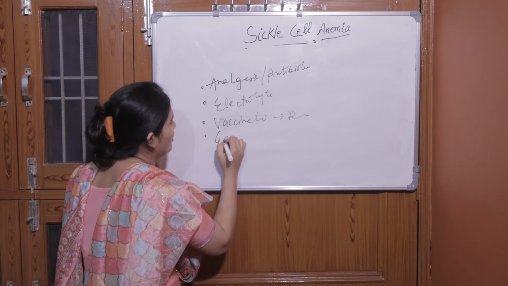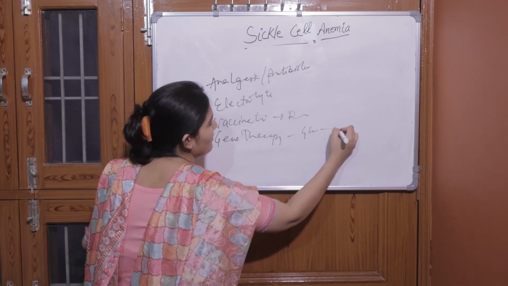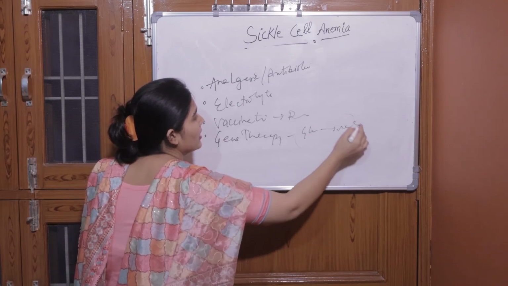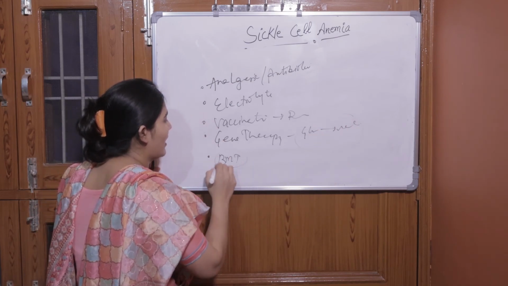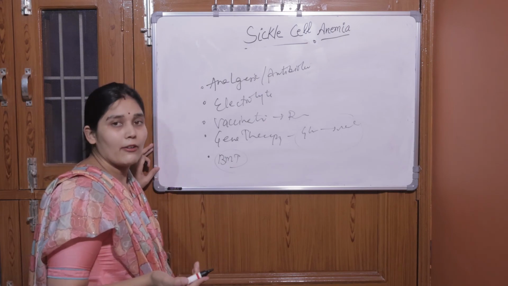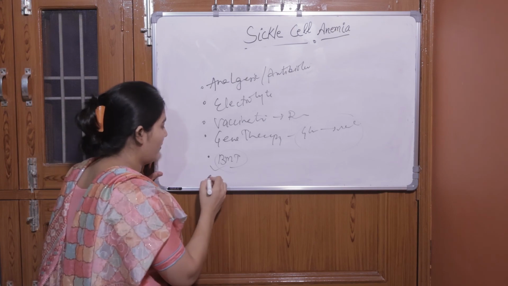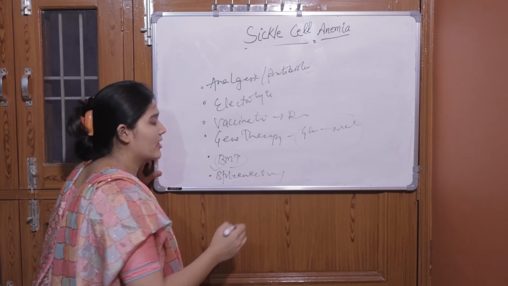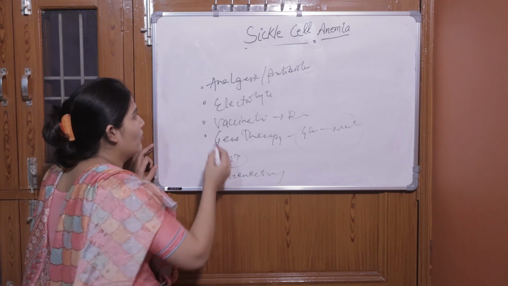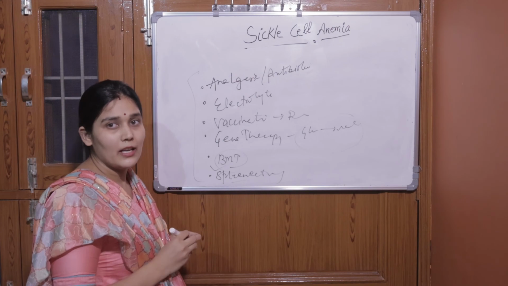Next is gene therapy, because we have discussed that glutamic acid is replaced by valine, so gene therapy can be given. Next is bone marrow transplantation, because the RBCs are formed in the bone marrow, so transplantation can be done. Then splenectomy, that is removal of the spleen. So these are the ways we can manage sickle cell anemia.